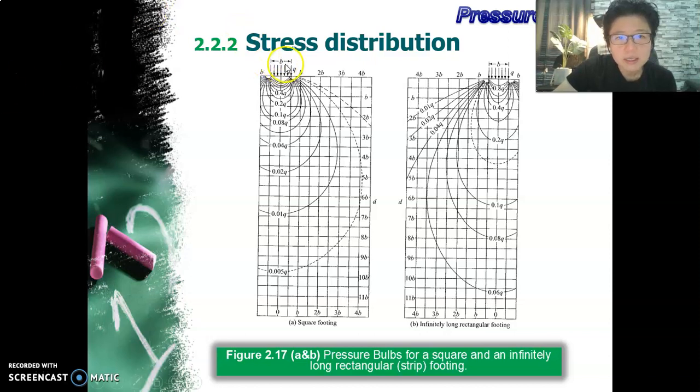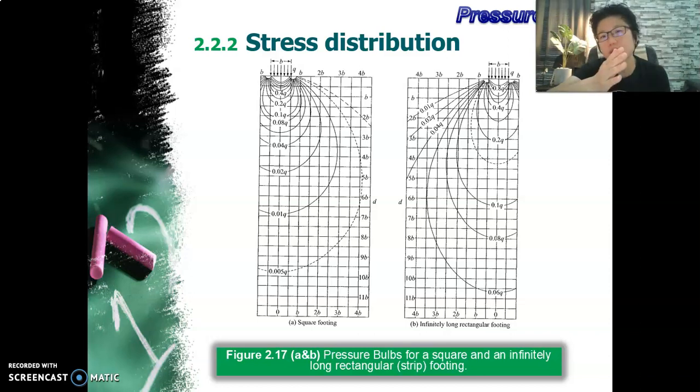So I simply draw a line from the center of the foundation down and intersect it with B. Roughly it's about 0.4 Q. 0.4 Q, that's 40% of our stress. Q, that's the stress that you apply on top. So by the time you go down to B, the depth equivalent to the breadth of your foundation, the stress has already reduced by 60%. See that? And imagine as it goes deeper, it gets less.